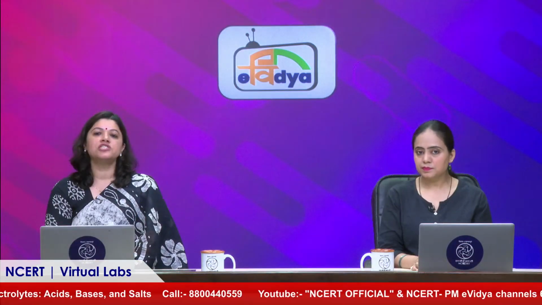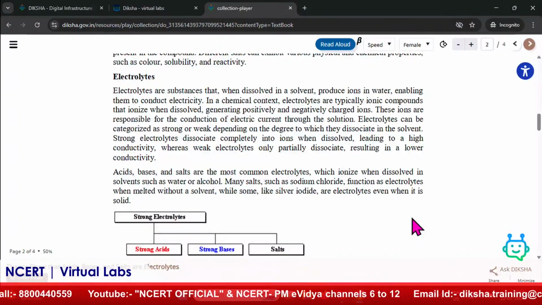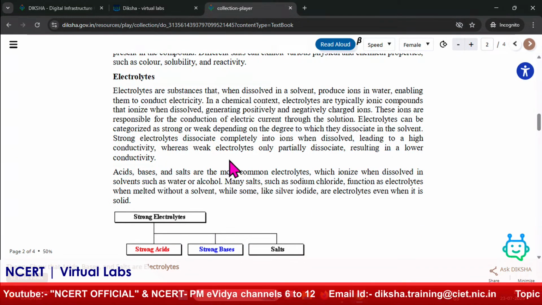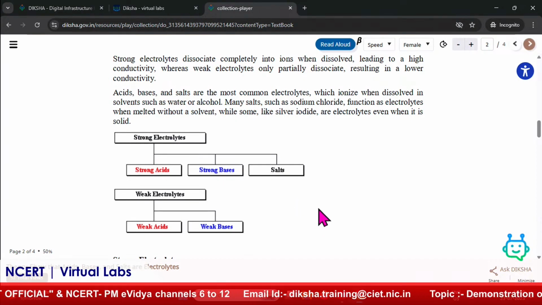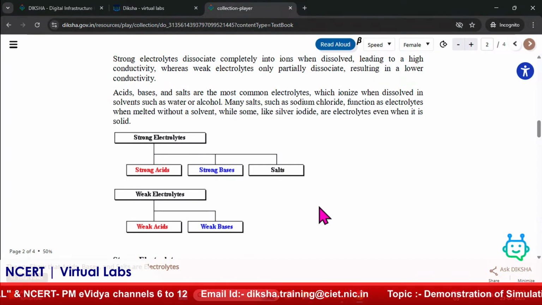aqueous solution. They require a solvent, and the solvent could be alcohol or it could be water. When they dissociate, they furnish ions. Ions could be negatively charged and positively charged, and these ions are basically responsible for the conduction of electricity through the aqueous solution. Now these electrolytes can be strong electrolytes and weak electrolytes. Strong electrolytes dissociate completely.